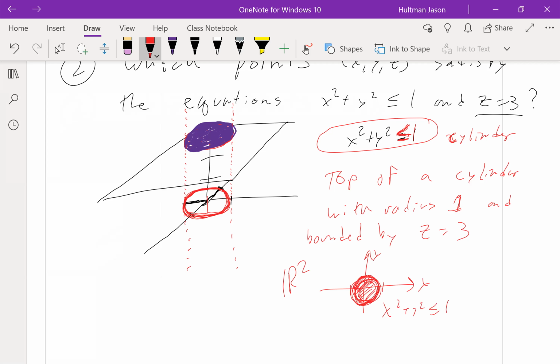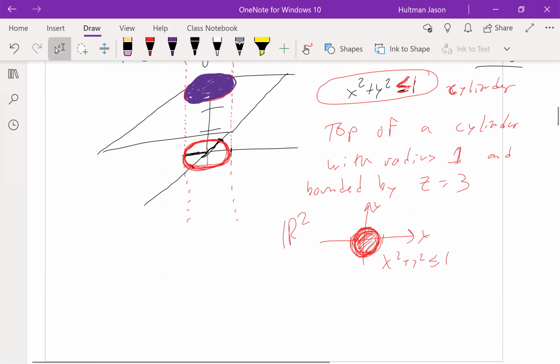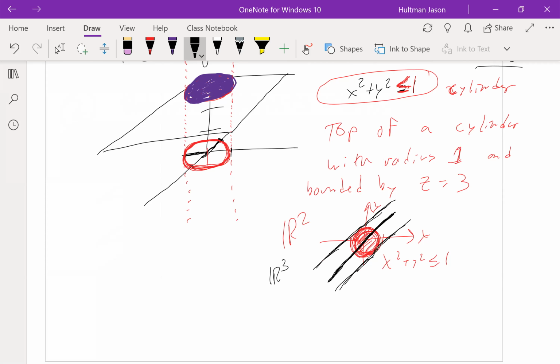But what happens as soon as I move from R2 to R3? Well, I end up with a third dimension. And so this circle becomes a rod or a cylinder that goes in an infinite direction. Okay, make sense?